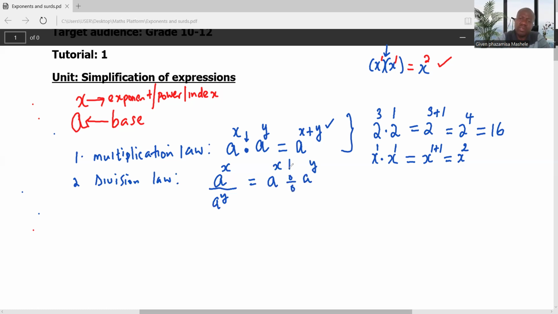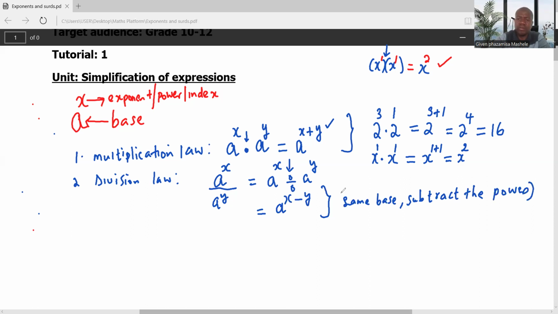As long as we are dealing with division, the law of exponents says when the bases are the same, we take one base and we subtract the exponents, which means we're going to say x minus y. This is the law of exponents. For division, you take one base and subtract the exponent, or the power.